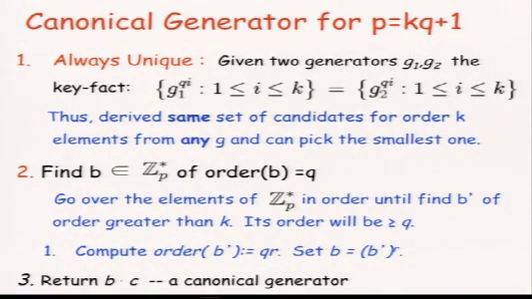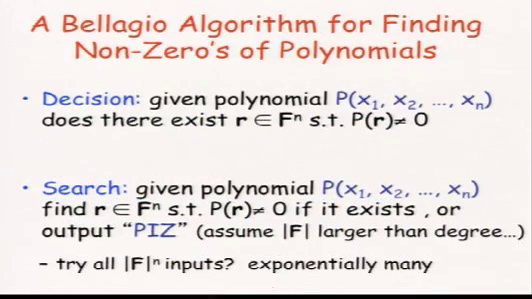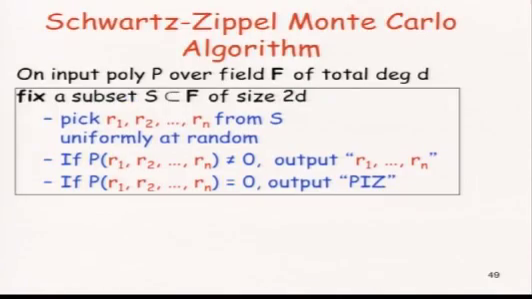What's another example? The other example, which I said was from algebra, is finding non-zeros of polynomials. So here I have a polynomial, let's say on n variables, and let's say that the sum of the degrees is d. This is a problem that's very well studied. In theoretical computer science, we're very interested in whether we know how to solve this problem.